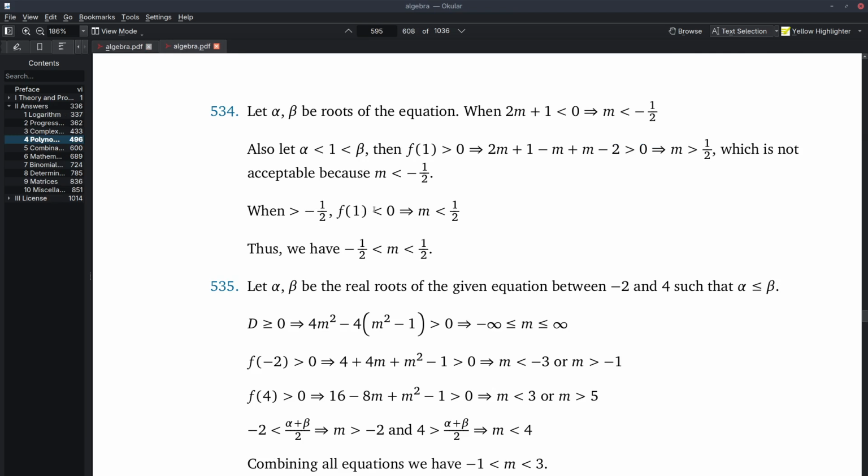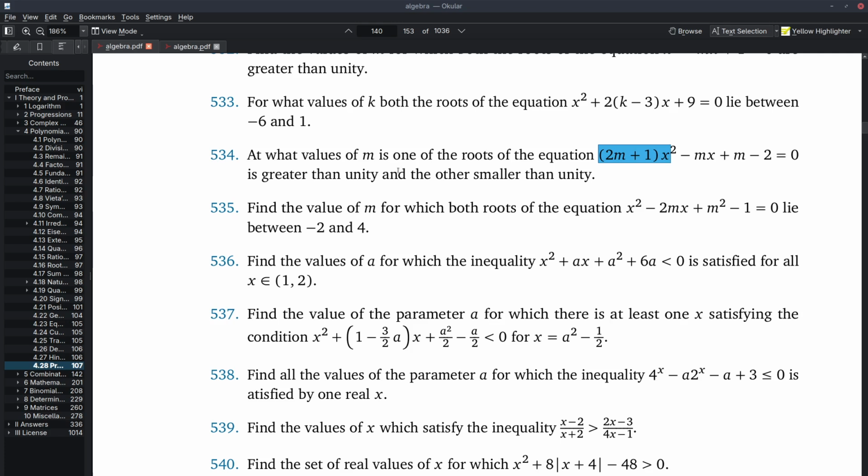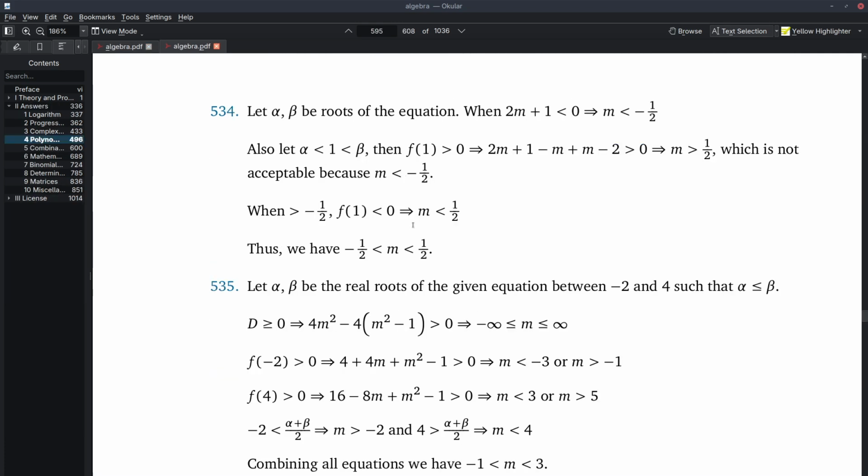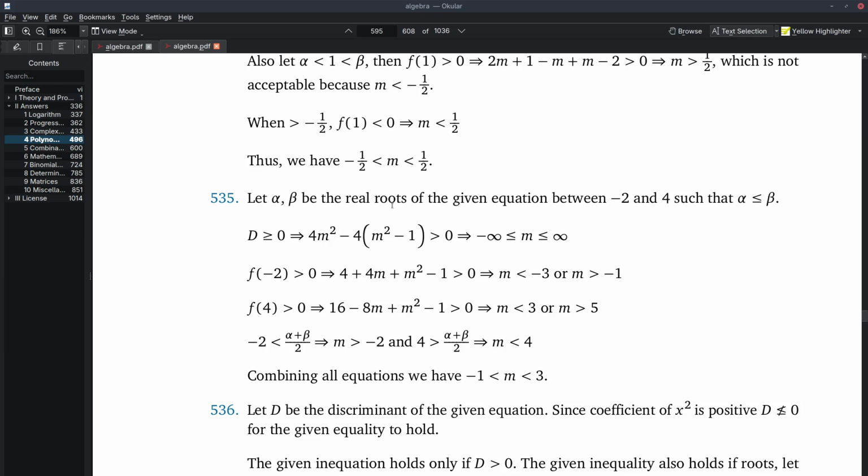Let me note that down. So question 534. So m should be greater than minus half. So f of 1 would be less than 0 because now the coefficient of x square is positive and root 1 will lie between the roots. So from this we get m is less than half. So combining the conditions that m is greater than minus half and m less than half, we arrive at the solution.